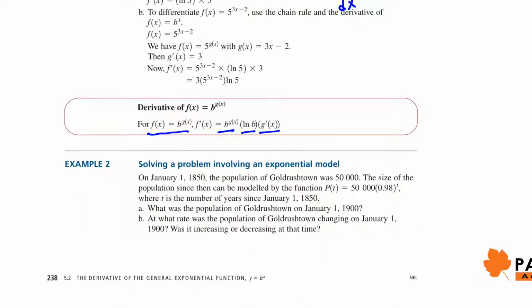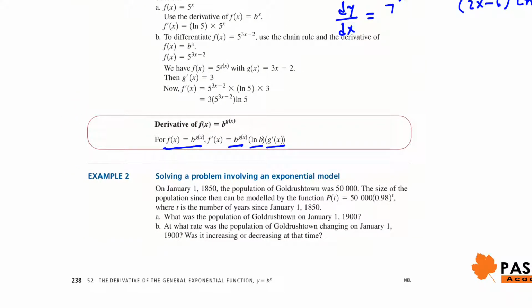Let's look at example 2 on page 238. On January 1st, 1850, the population of a town was 50,000. The size of the population since then was modeled by P of t equals 50,000 times 0.98 to the power of t, where t is the number of years after January 1st, 1850. What is the population of that town in 1900?